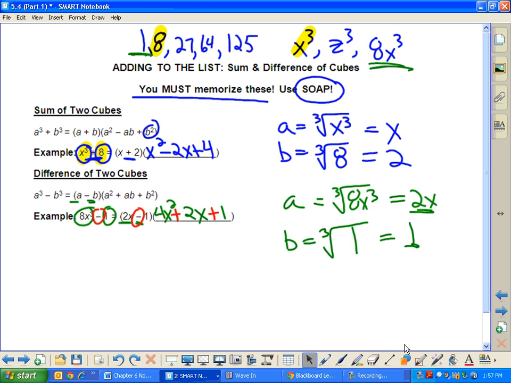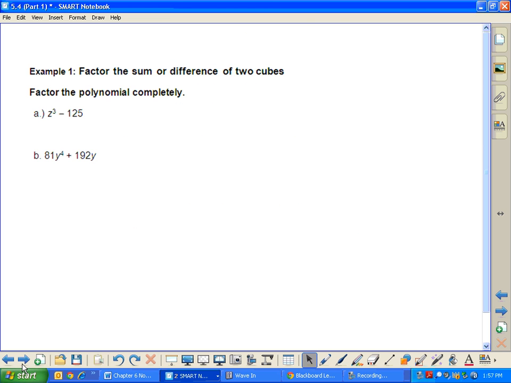Any other questions? Okay, so now you get to try. Try not to peek at the formulas, but if you have to, you have to, right? Do what you need to do. I'm going to go ahead and give you a moment to try those.